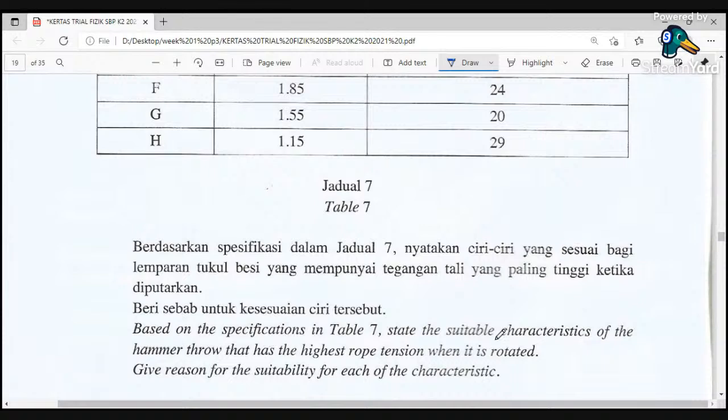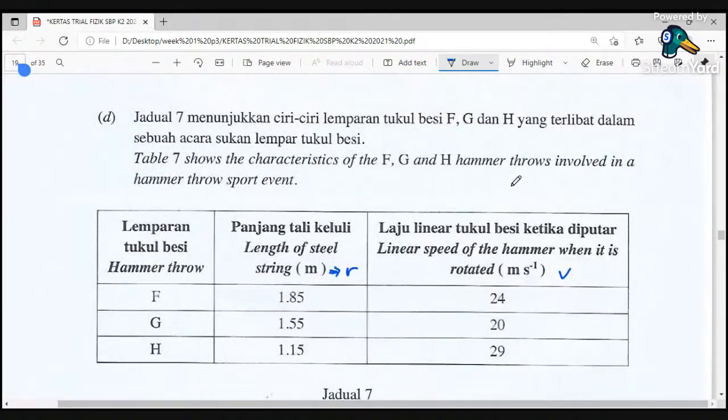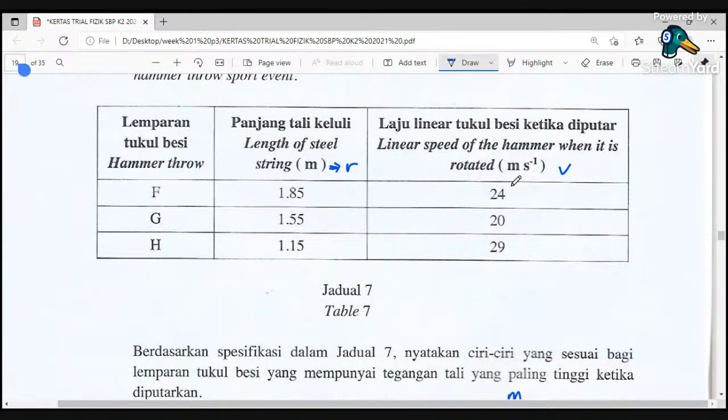Based on the specification, state the suitable characteristic of the hammer throw that has the highest rope tension when it is rotated. Give reason for the suitability of each of the characteristics. Highest rope tension means higher or larger centripetal force. The factors that affect centripetal force are mass, v, and r. In this case, all the hammers have the same mass. Just the difference in length of string and linear speed.